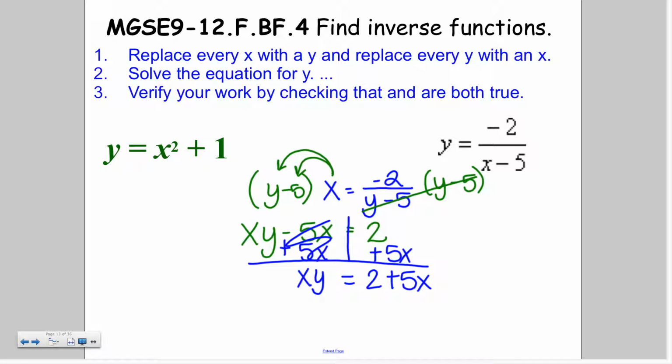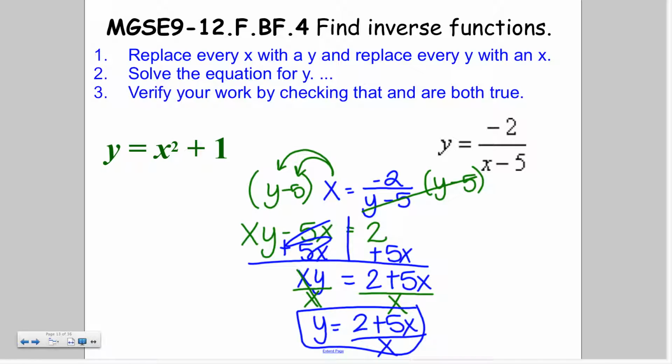All right. And the last thing, because we don't have y by itself yet, we need these two being multiplied. So we're going to have to divide by x. And that's going to leave us with y equal to 2 plus 5x over x. And that is our answer.